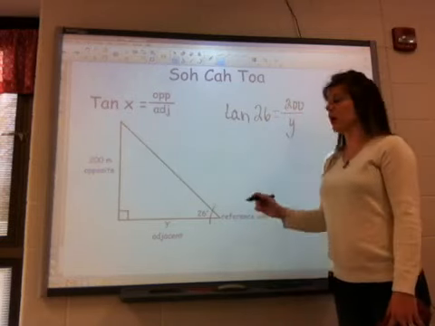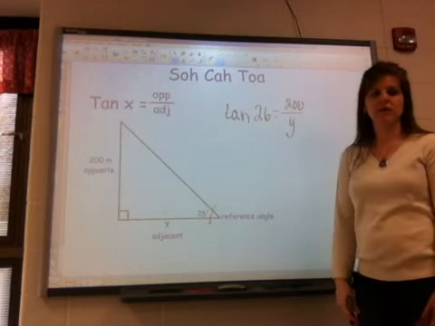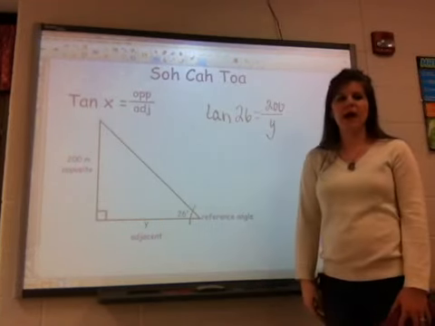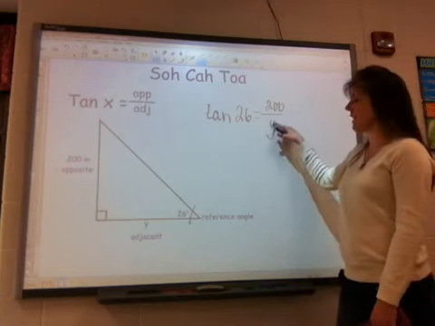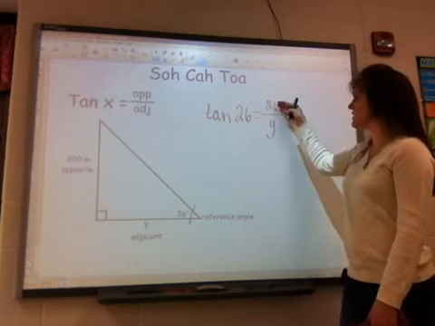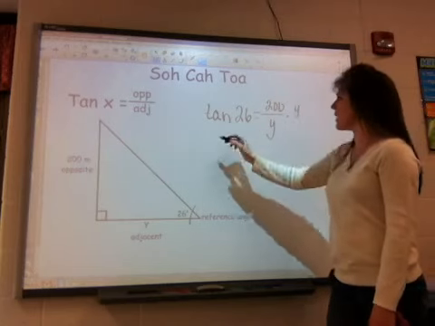In the previous two problems, my variable was on top and I had a number on the bottom, but this time my variable is on the bottom. How am I going to get that y by itself? Well, first I've got to get it up out of the denominator. So since it's being divided by y, I'm going to multiply both sides by y.